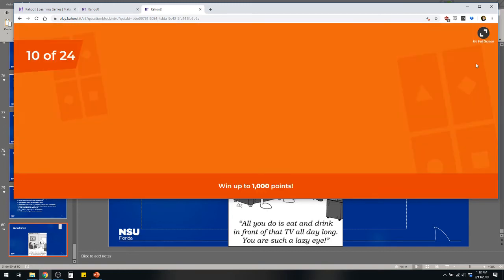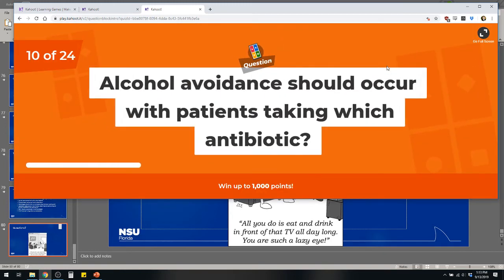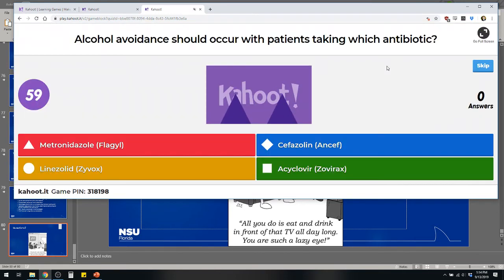All right. Alcohol avoidance should occur with patients taking which antibiotic? Metronidazole, cefazolin, linezolid, or acyclovir? This one's like a standard board style question.